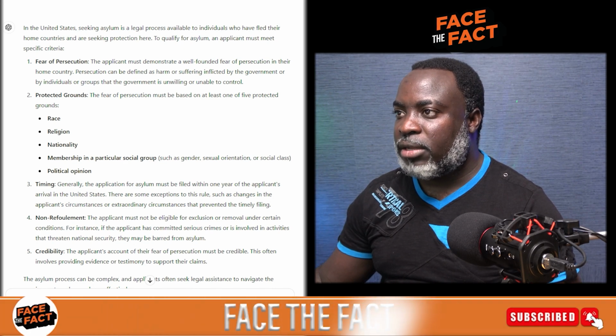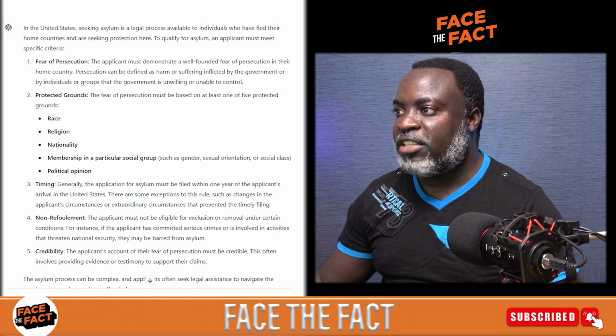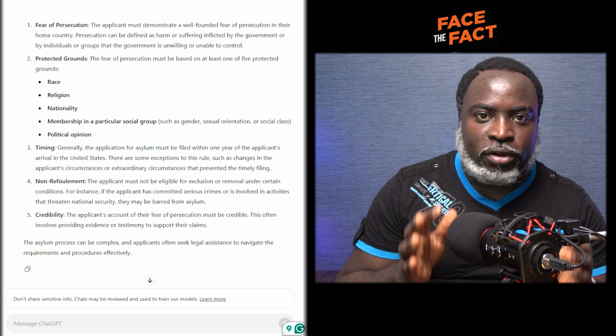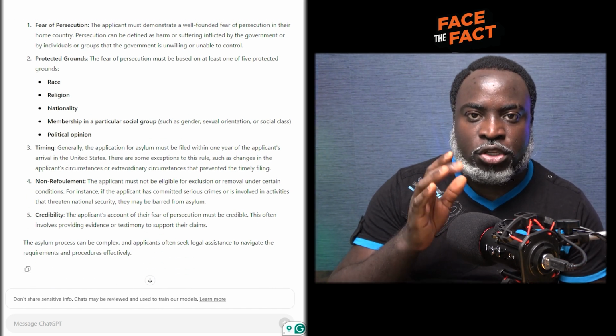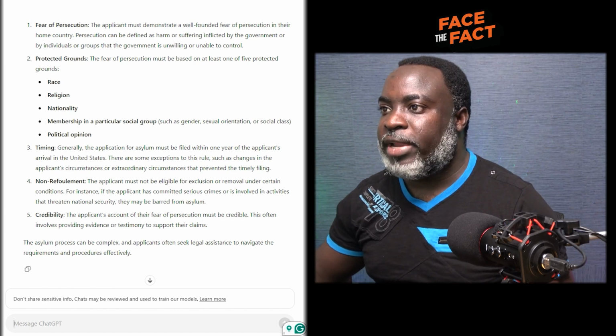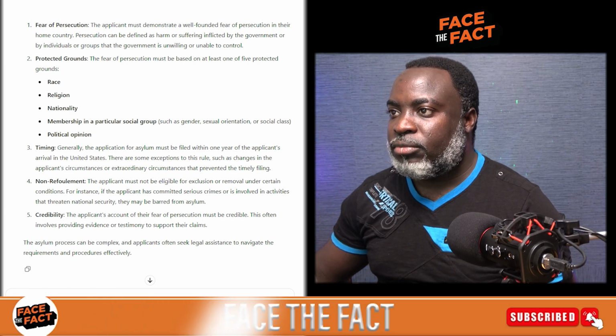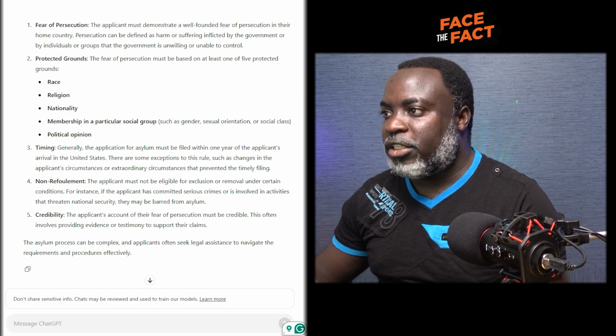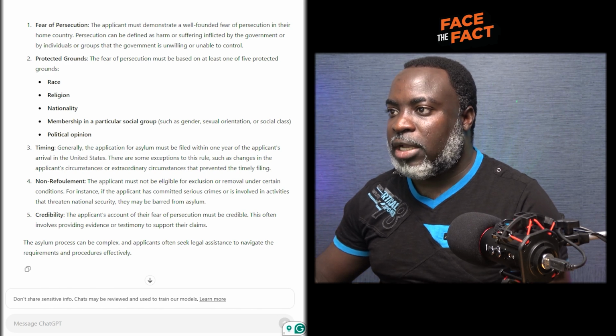So protected grounds. The fear of persecution must be based on at least one of 5 protected grounds. So the following are the protected grounds you can seek asylum. Okay, let's continue. The first one is race, second, religion, third, nationality, then membership in a particular social group such as gender, sexual orientation, or social class, and then political opinion.